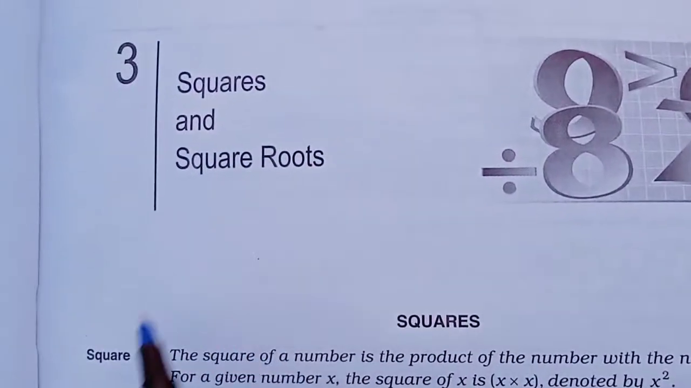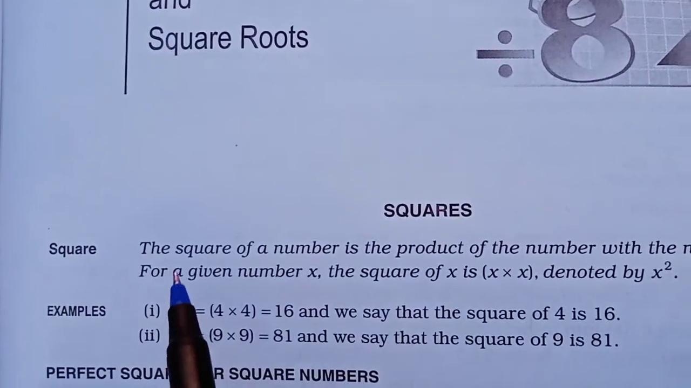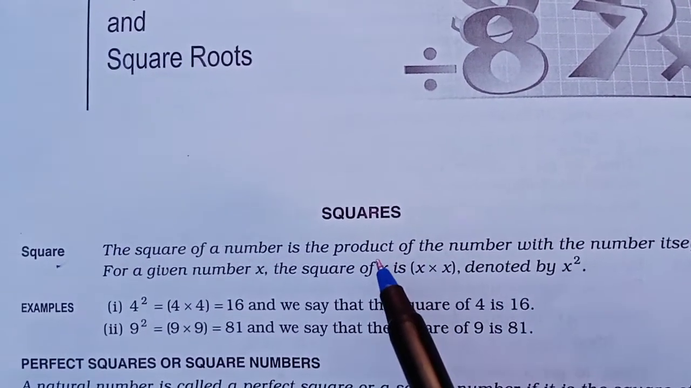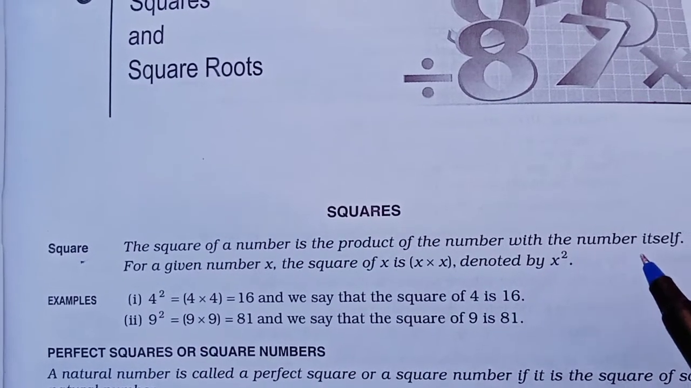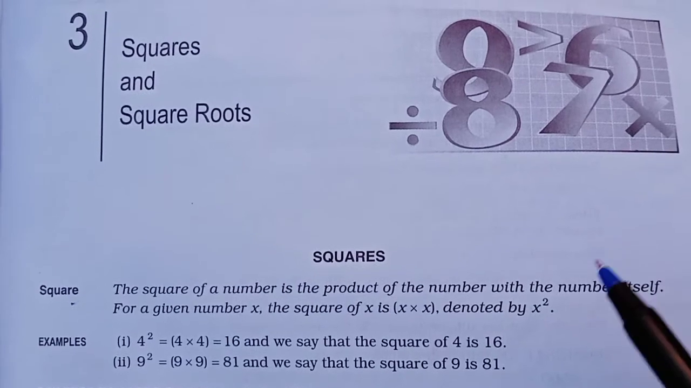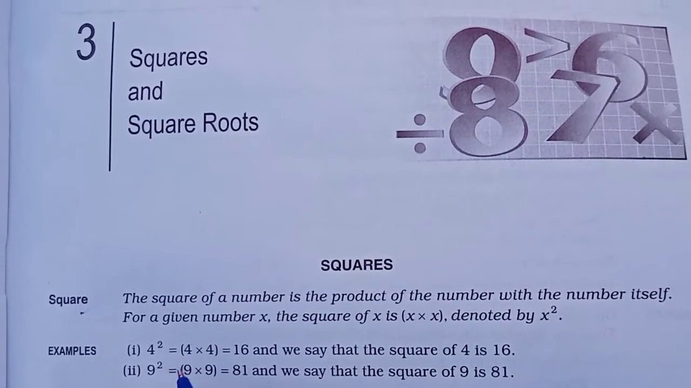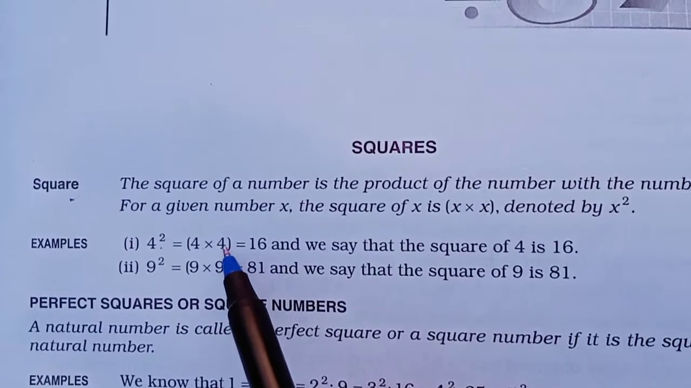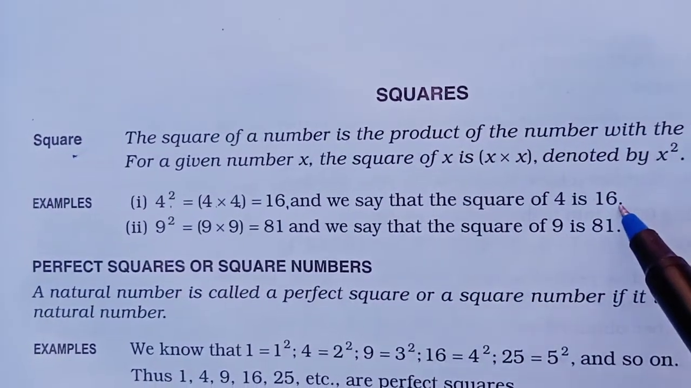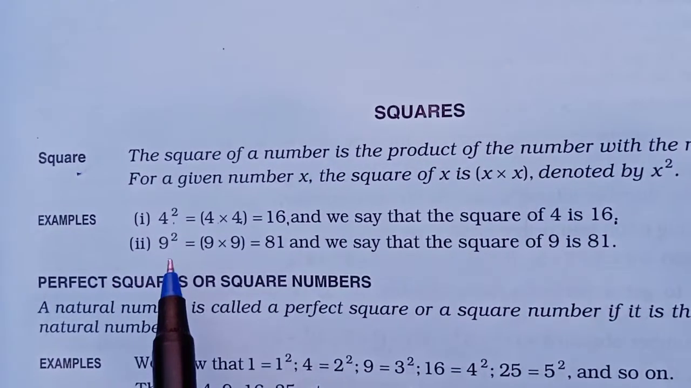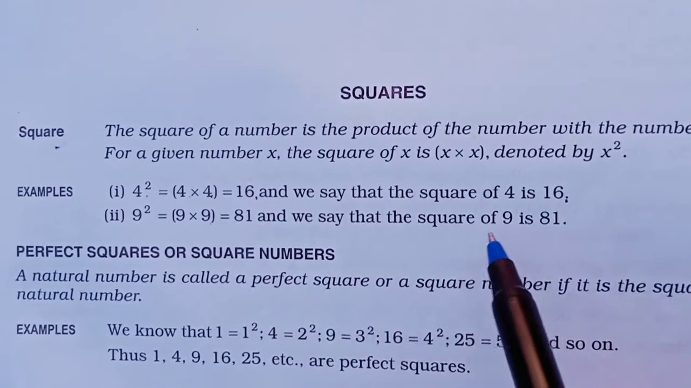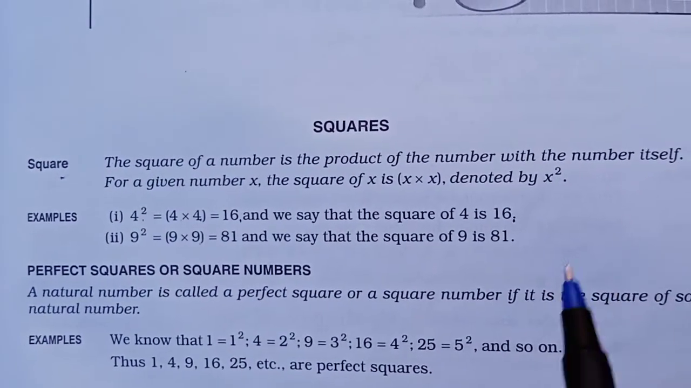Write this down. Definition of square: the square of a number is the product of the number with the number itself. किसी नंबर का उसी के साथ मल्टीप्लाई करना. Example, 4 square is equal to 4 multiply 4 is equal to 16, and we say that the square of 4 is 16. Second example, 9 square is equal to 9 multiply 9 is equal to 81, and we say that the square of 9 is 81.